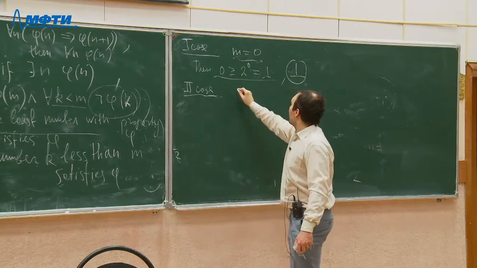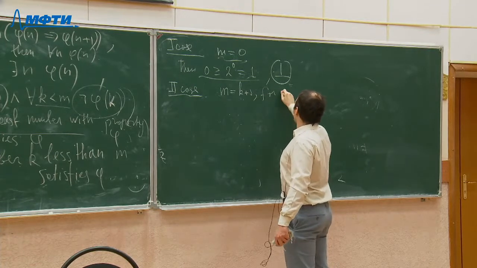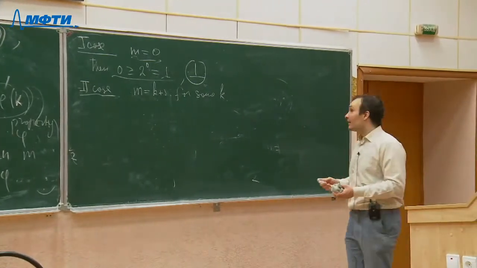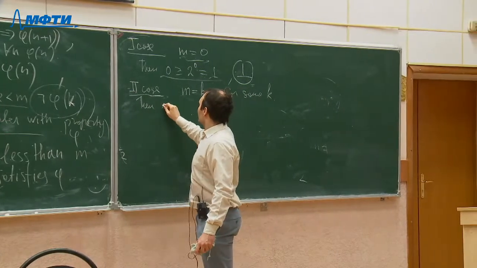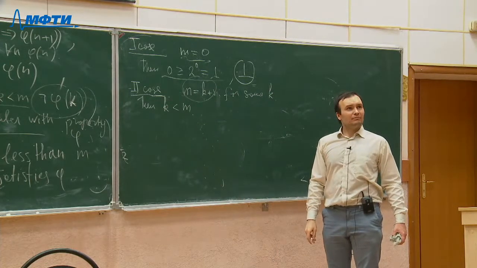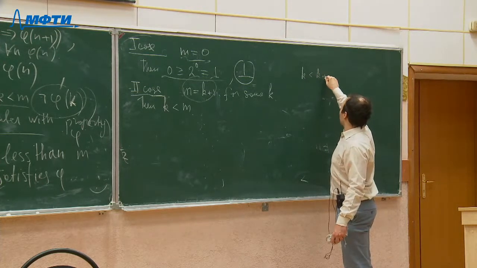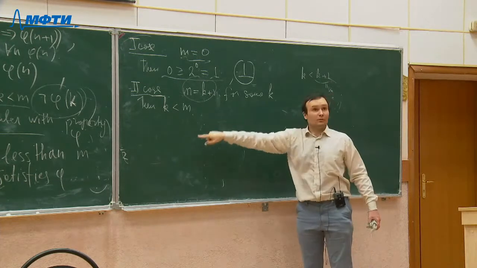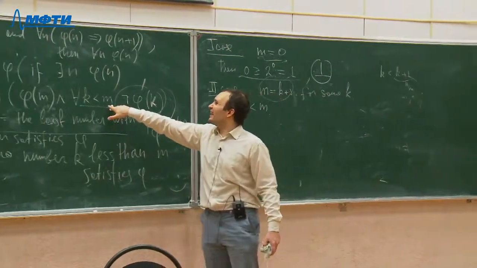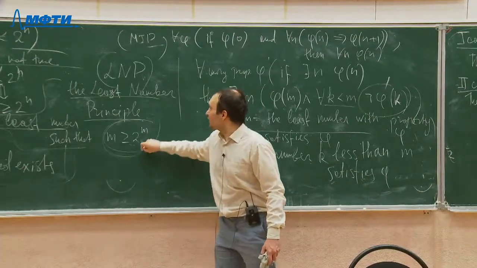The second case, m is k plus 1 for some k. But then k is less than m. Do you agree? You know, k is less than k plus 1. So k is less than m. But m was the least number with this strange property.